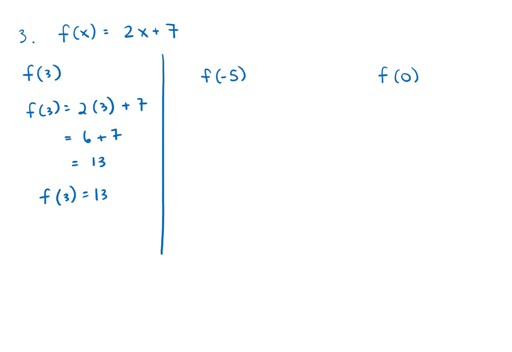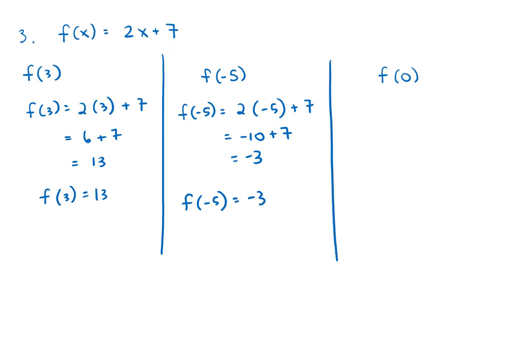Using parentheses is especially necessary when we're plugging in negative numbers. So you want 2 times negative 5 plus 7. That gives us negative 10 plus 7, negative 3. So f of negative 5 is negative 3. Negative 5 is our input, and negative 3 is our output. For f of 0, we get 2 times 0 plus 7, which is just 0 plus 7, which is 7.